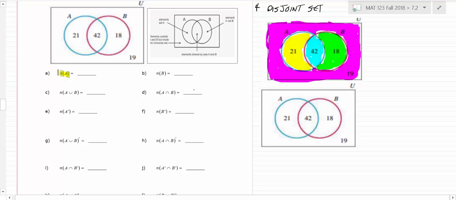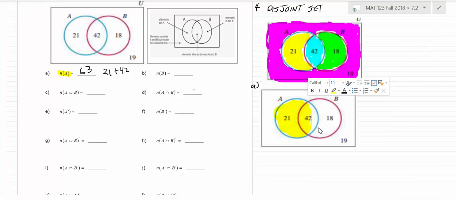We're going to start with this one, the number of elements in set A. I'm going to label these as I go. Set A is this whole part right here. So what you're going to do is 21 plus 42, and when you do that, you're going to get 63. So there are 63 elements in that set.